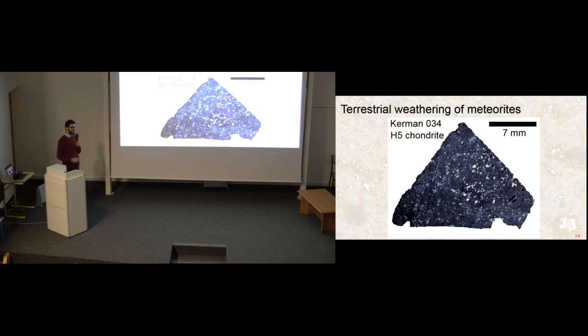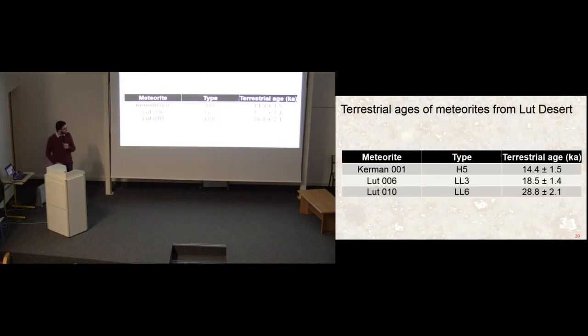To learn how old these meteorites are, when they fell to Earth, or what the terrestrial age is, we did carbon dating. So here we have ages which are in the order of 10 to 30,000 years. So these three meteorites have fallen between 10 and 30,000 years ago, which is in the range of the terrestrial ages for the meteorites from the old deserts of the world, except the Atacama Desert, which is more. The meteorites there are in general 10 times older than these meteorites.